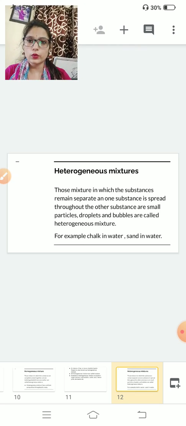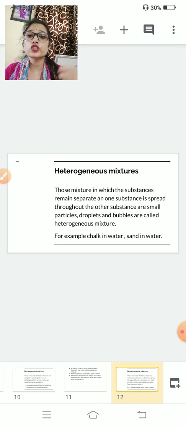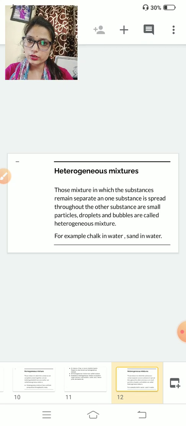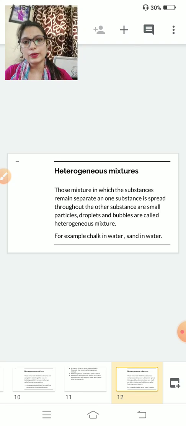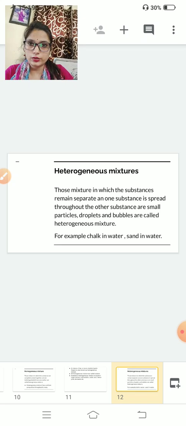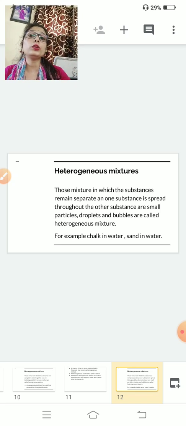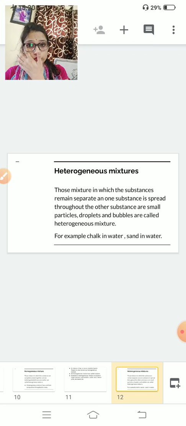For example, chalk in water. If you take a glass of water and mix chalk powder in it and start dissolving it, will that chalk dissolve? No. You will see the water and the chalk separately. Another example is sand and water. If you start dissolving sand in water, what will happen? Sand will settle down and clear water will come out. It will not mix with each other. You can see two different layers, one layer of sand and one layer of water.